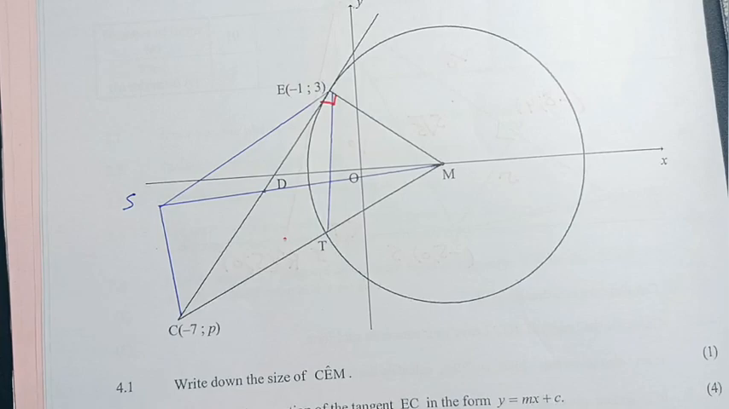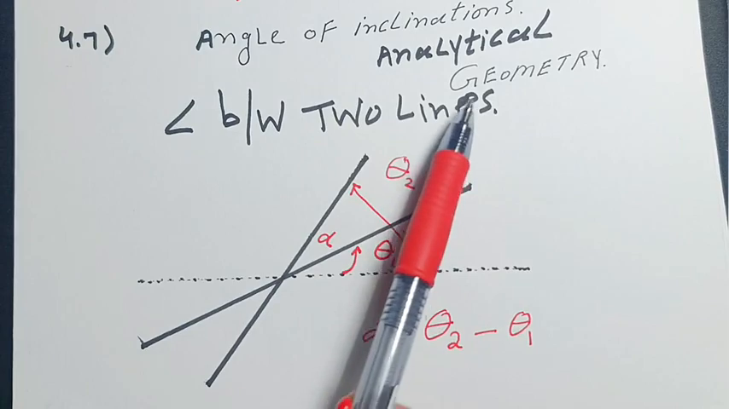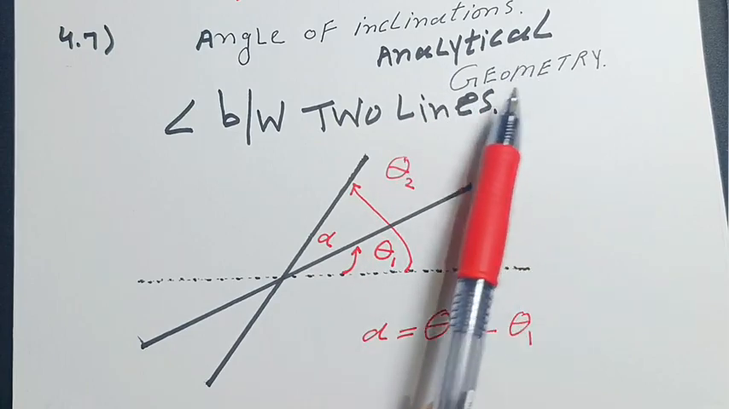I'm going to use the first method, analytical geometry, angle between two lines. Angle of inclination I'm going to use, and that's the first method. You can attempt any method. I'm going to show you three ways. So this is the first method. Now you must understand the angle of inclination, which we're using now in analytical geometry.